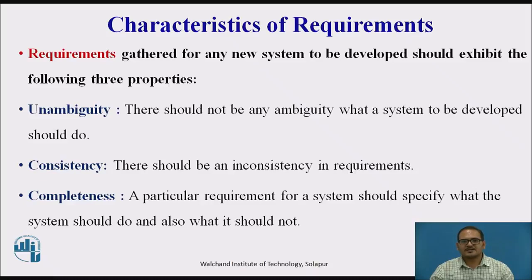Next is completeness. A particular requirement for a system should specify what the system should do and also what it should not. For example, consider a software to be developed for an ATM machine. If the customer enters an amount that is greater than the maximum permissible withdrawal amount, the ATM should display an error message and it should not dispense any cash. So there should be a complete requirement.